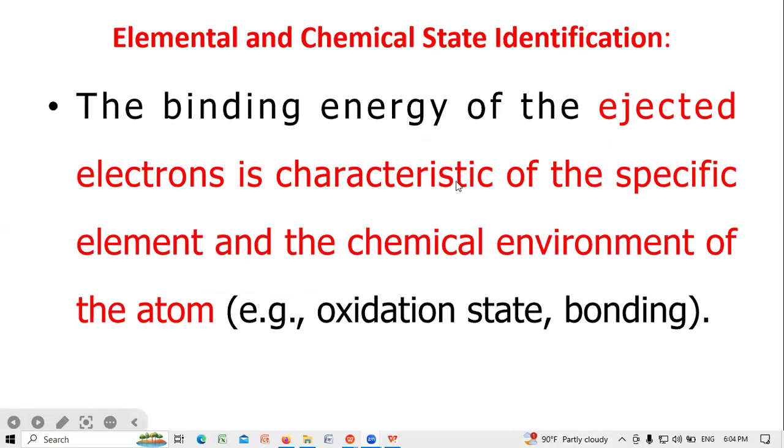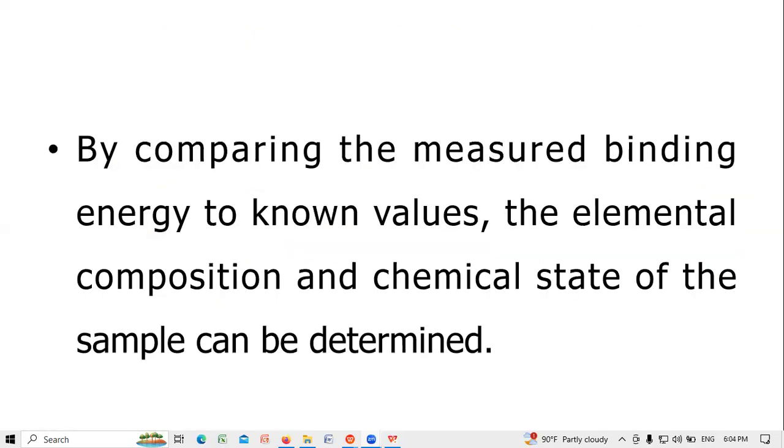Elemental and chemical state identification. The binding energy of the ejected electrons is characteristic of the specific element and the chemical environment of the atom, for example oxidation state and bonding. By comparing the measured binding energy to the known values, the elemental composition and chemical state of the sample can be determined.